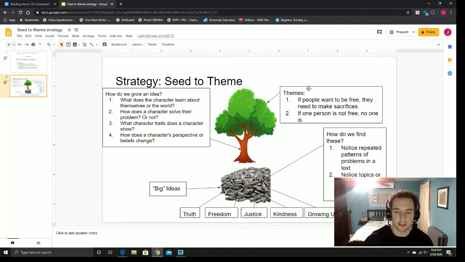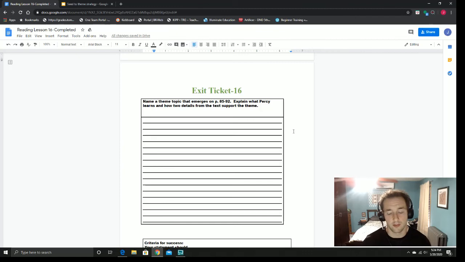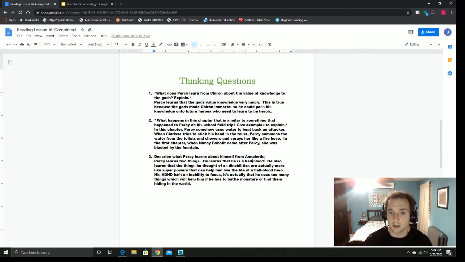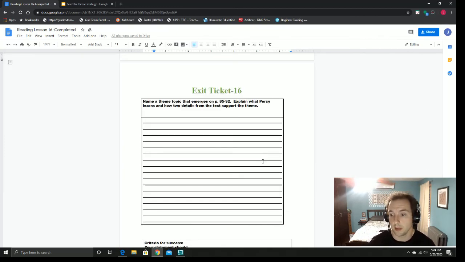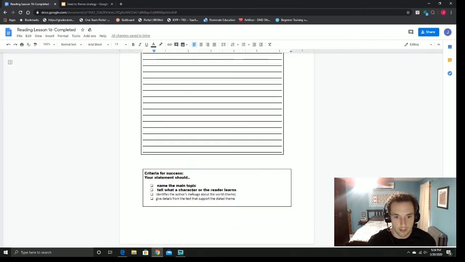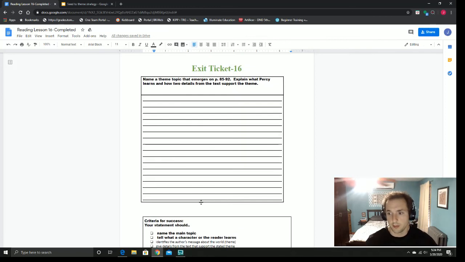Now, for your exit ticket, you can decide how you want to grow that idea of power into a theme. There's lots of different themes that revolve around power. If you answer these very differently, you may find a theme about bullying, because in both chapters he faces a bully. You might find another theme about knowledge, because knowledge is a theme topic as well. As long as you name a topic, talk about what we or the character learns, and identify and support the theme, your themes can be very different than mine.